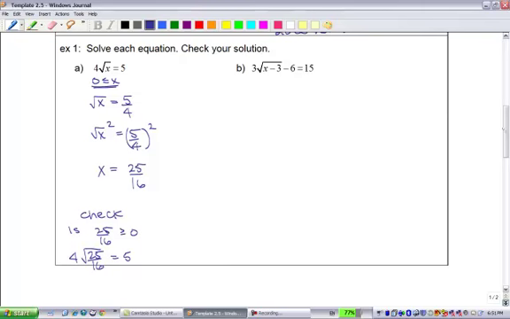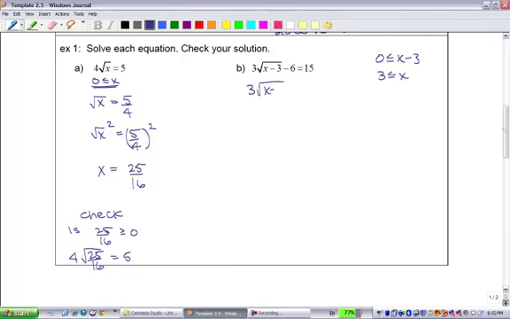Why don't you go ahead and try example 2. Start with the restriction on the radical and go from there. So, we need the radicand, which is x minus 3, to be greater than or equal to 0. Adding 3 to both sides, we get that the variable x must be greater than or equal to 3. Let's solve.